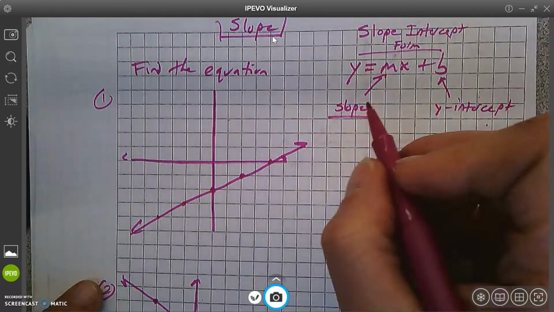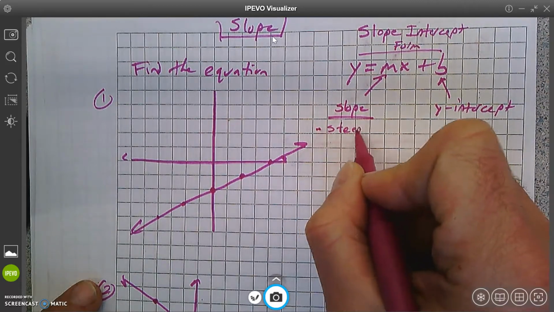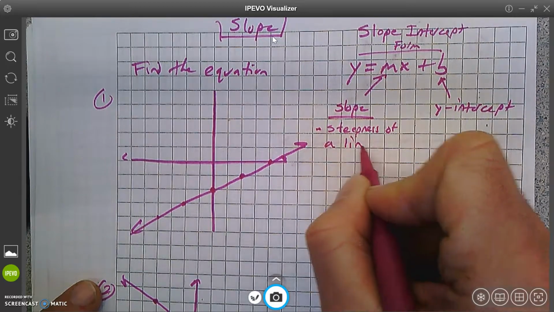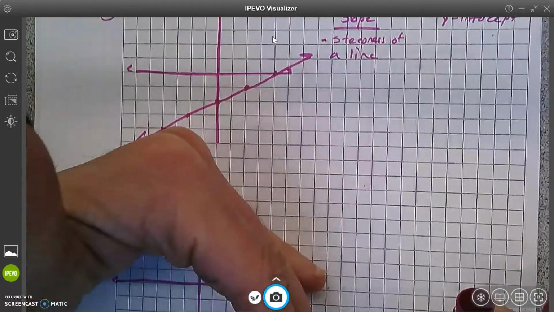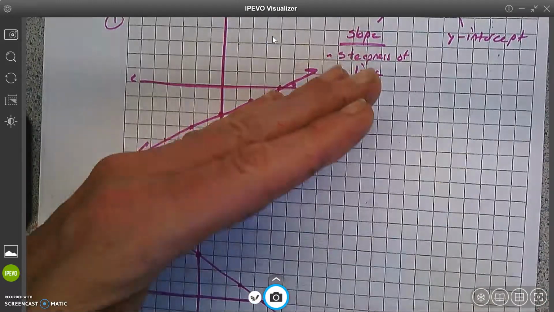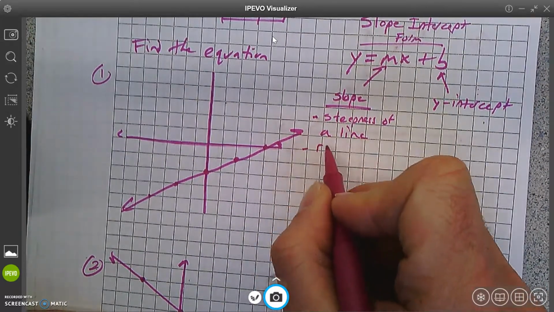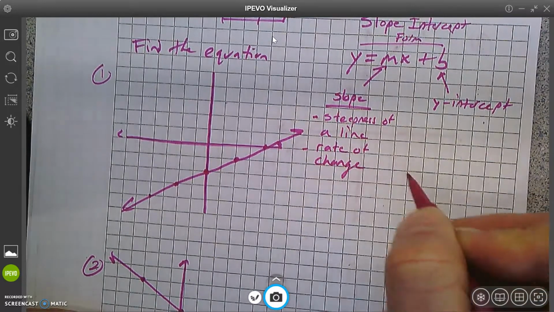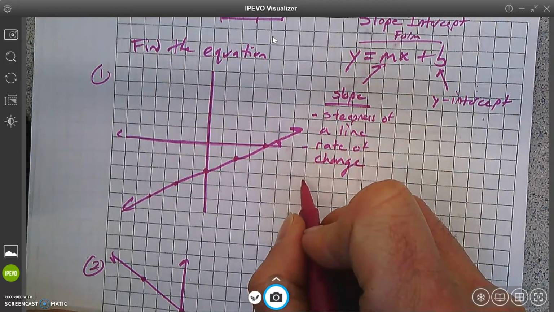So, slope, you need to know three things. First thing, it is the steepness of a line. That's how steep the line is. So this is this steep, that one is that steep. So how steep is it? Because there's different steepnesses we have to figure out. Next, it is also known as the rate of change. Rate of change. How fast something is changing over time, for example.